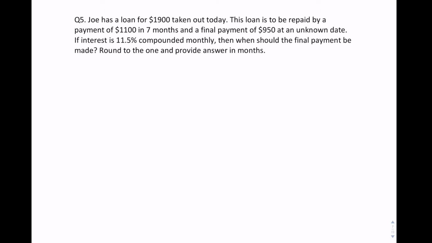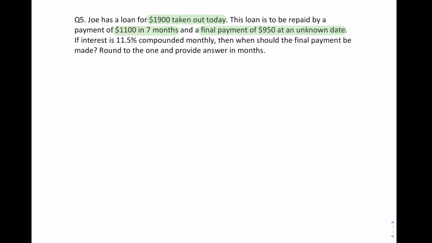Question number 5. Joe has a loan for $1,900. That is today, I guess he takes that loan. And it's supposed to be paid back by a payment in 7 months, and then a final payment of $950 at an unknown date.